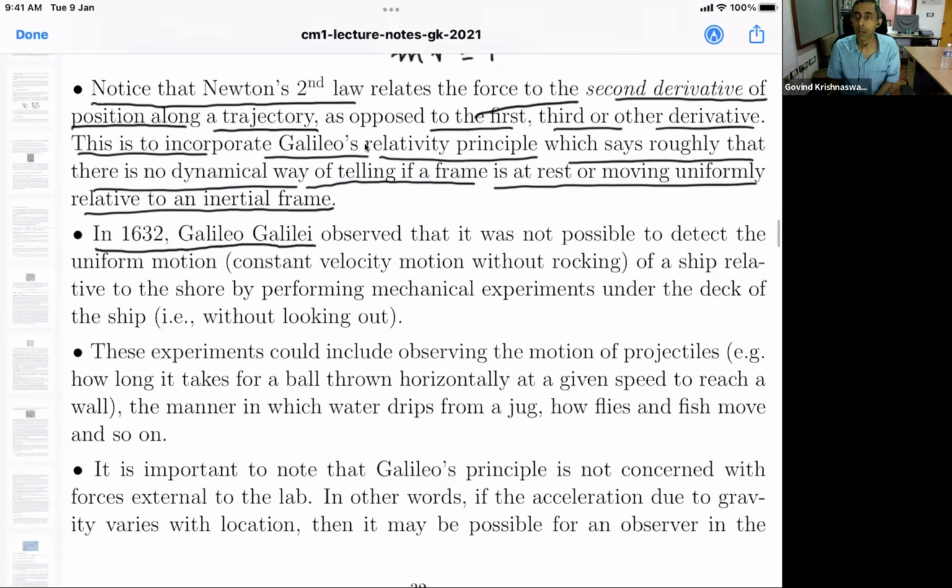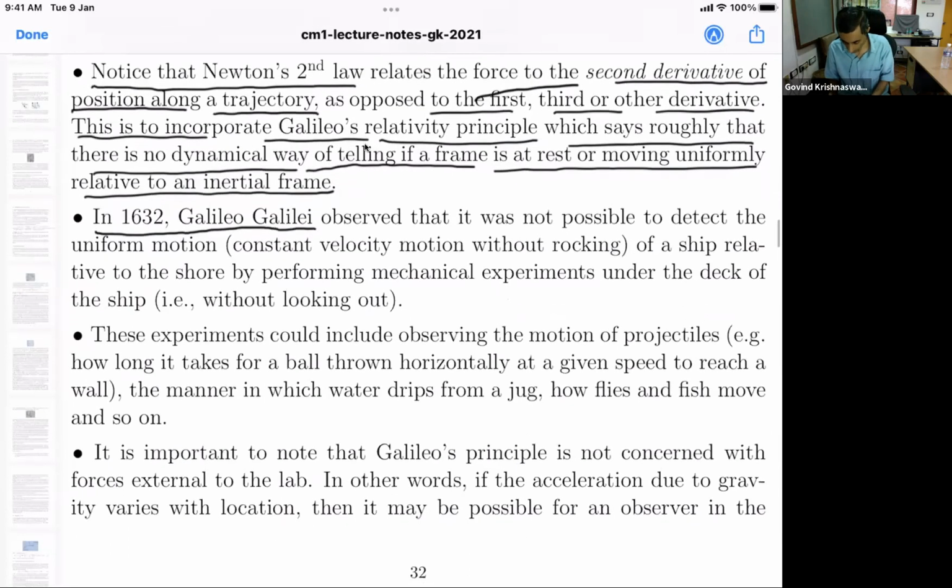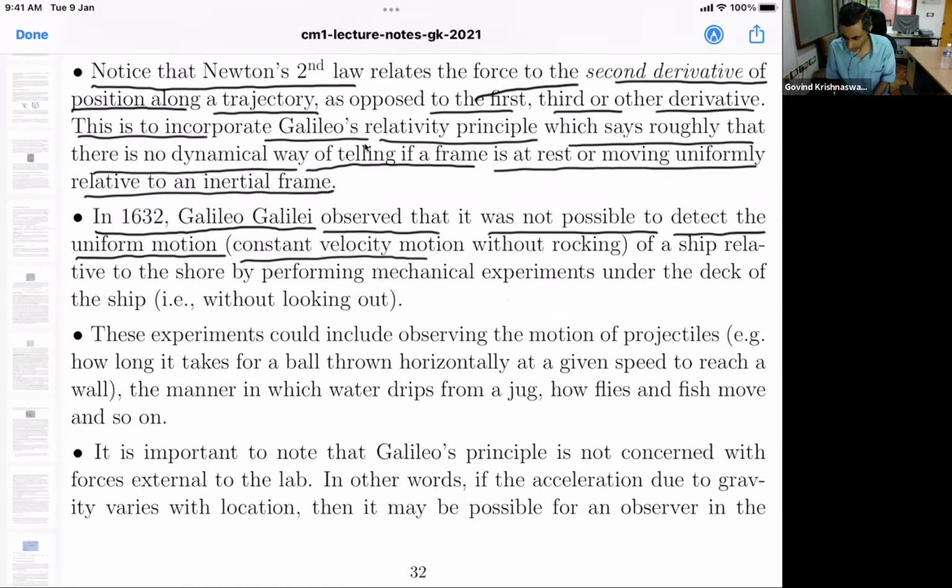But leaving aside that aspect, let me now come back to Galileo's relativity principle. So in 1632, Galileo observed that it was not possible to detect the uniform motion, by which I mean constant velocity motion without rocking, without shaking, of a ship relative to the shore by performing mechanical experiments under the deck of the ship.